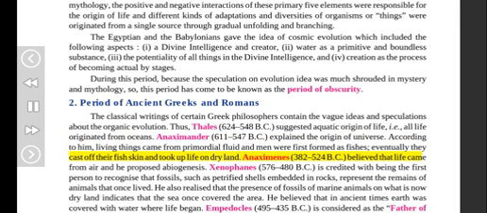Anaximenes, 524 to 382 BC, believed that life came from air and he proposed abiogenesis. Xenophanes, 576 to 480 BC, is credited with being the first person to recognize that fossils, such as petrified shells embedded in rocks, represent the remains of animals that once lived. He also realized that the presence of fossils of marine animals on what is now dry land indicates that the sea once covered the area. He believed that in ancient times Earth was covered with water where life began.